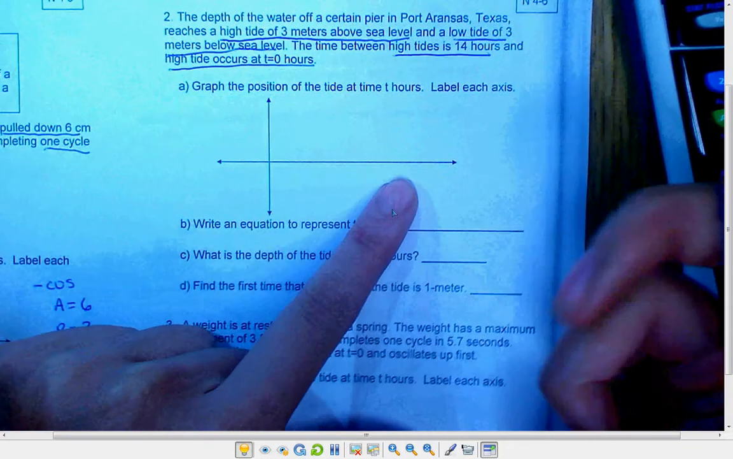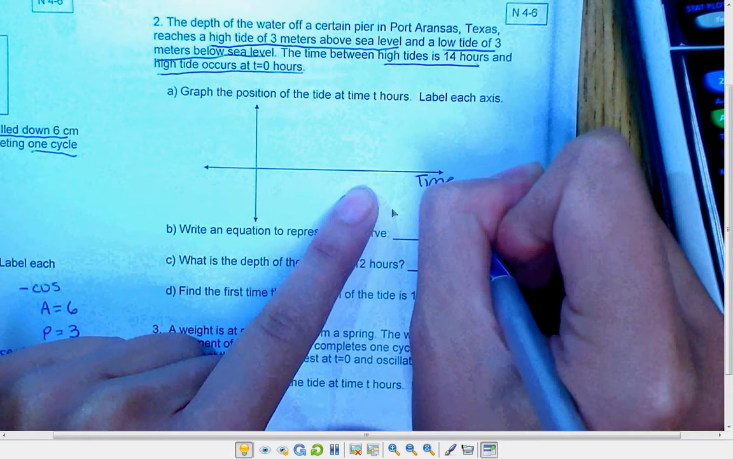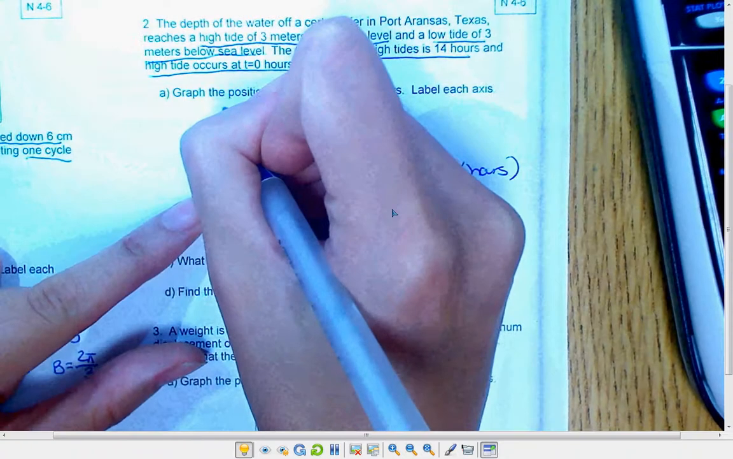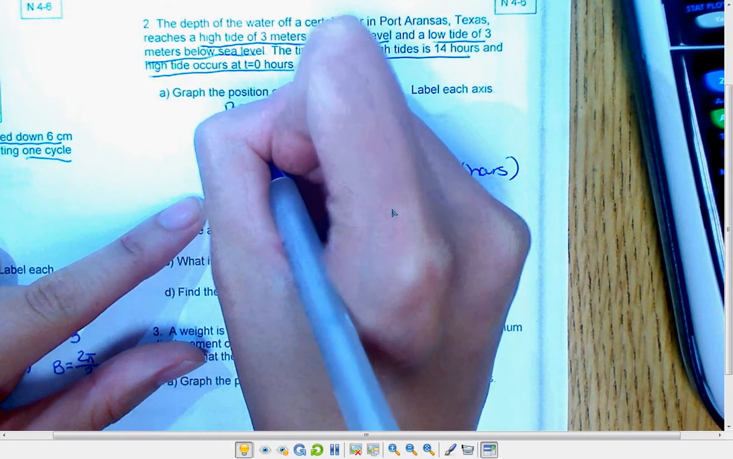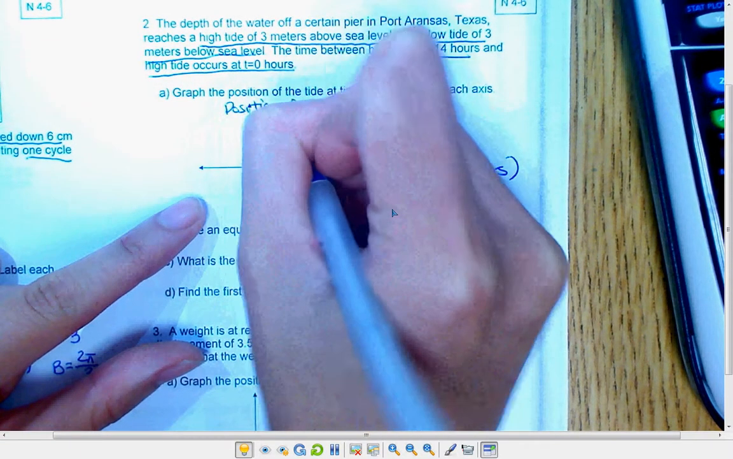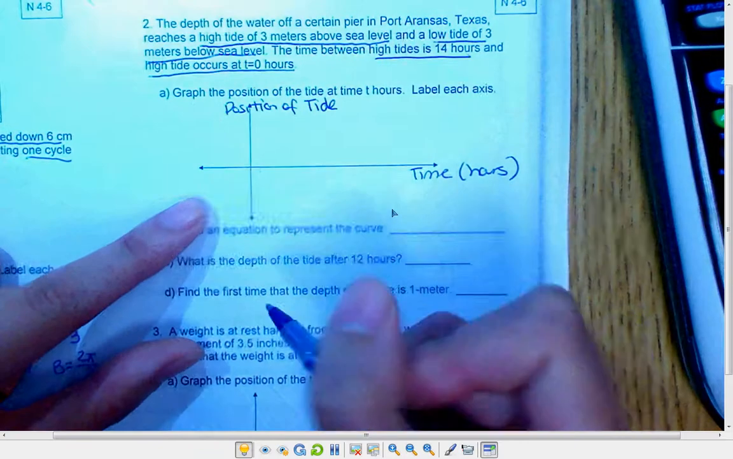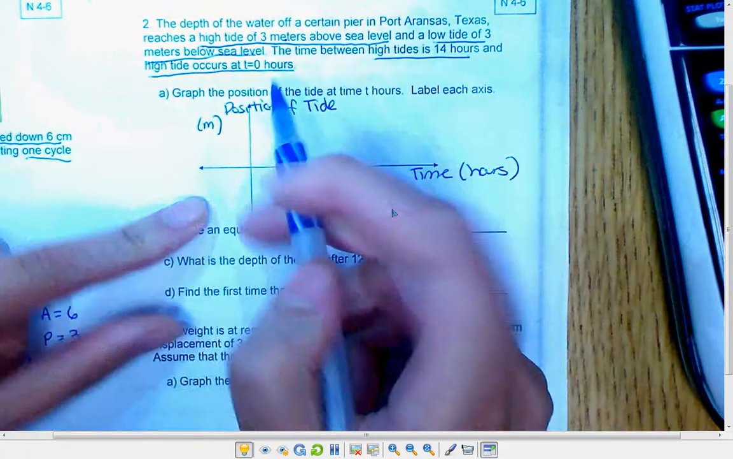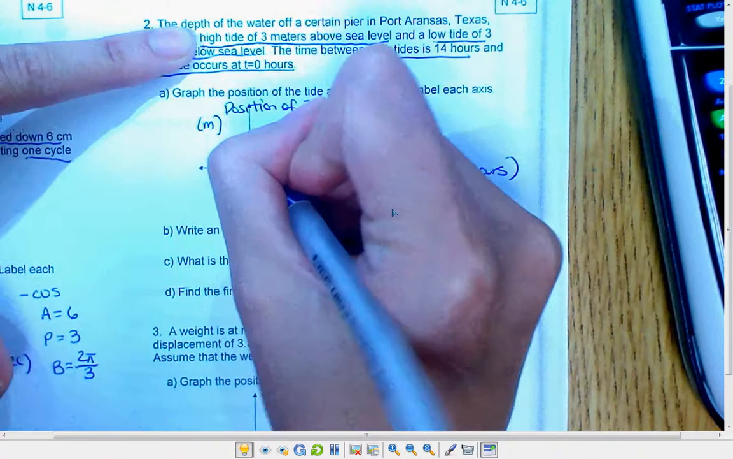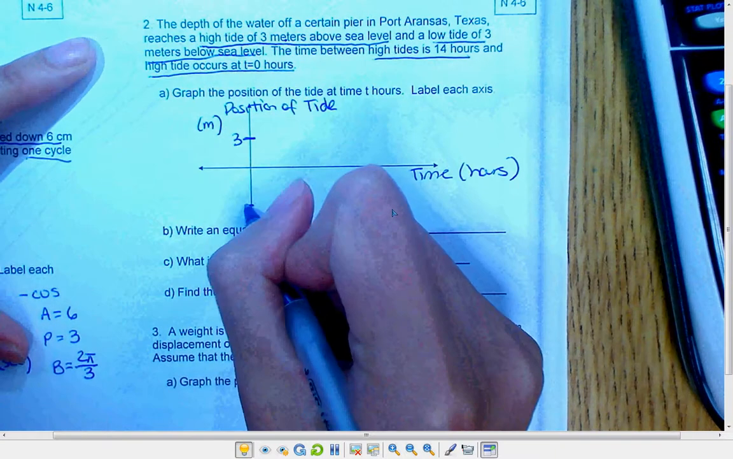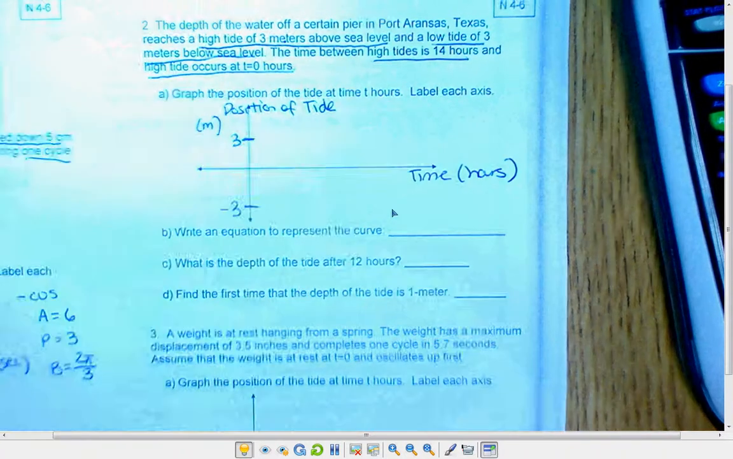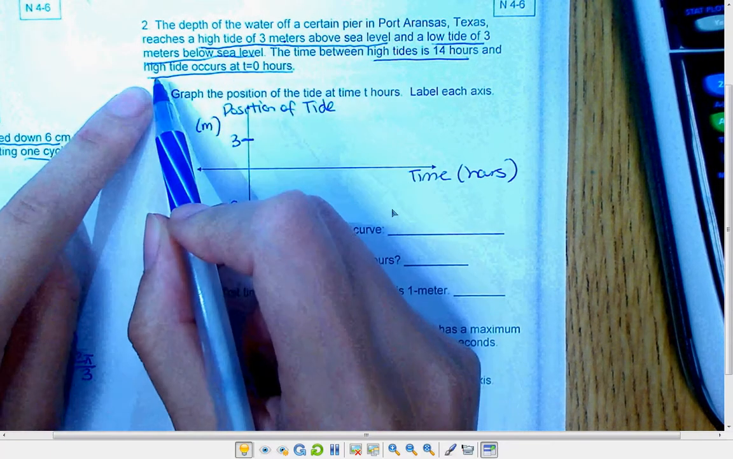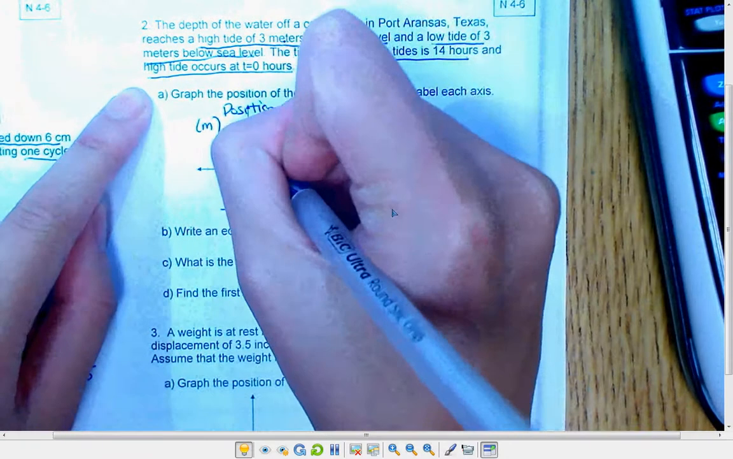So let's first label our graph. X again is time. This time it's in hours. And this is the position of your tide, and this is in meters. Again, they're telling you high tide is at 3 meters, which means the highest point it reaches is 3. The lowest is at -3. At t equals 0, so the beginning point, that is when it's high tide, which means it's starting up here.